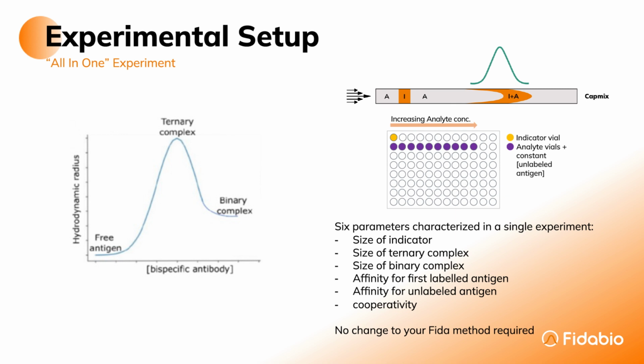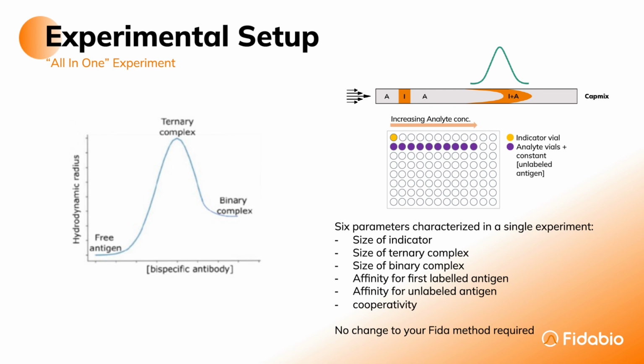This can be done with a single titration on the FIDA yielding the size of your labeled antigen, the size of your ternary complex, the size of your binary complex, the affinity for your labeled antigen, the affinity for your unlabeled antigen, as well as the cooperativity of your system. This experiment can either be performed as a premix experiment or a capmix experiment.